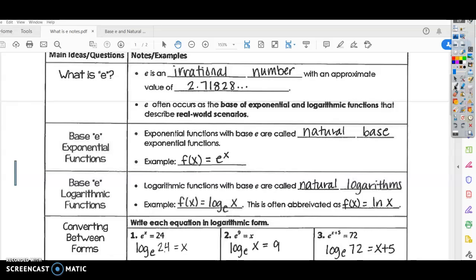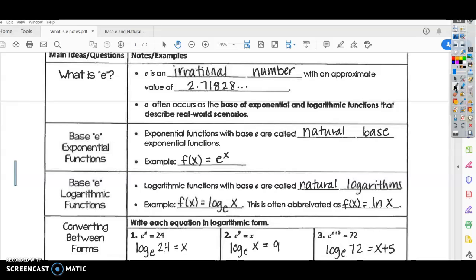All right, exponential functions with base E are called a natural base. An example, f of x equals e to the x power. And again, remember the e is the 2.71, so you have a number raised to the x power. Since the variable is the x, that makes it an exponential function. Logarithmic functions with base E are called natural logarithms. An example is you can go from log base E of x, and it can be abbreviated as ln x. It's still called log of x, but you don't have to write the base.